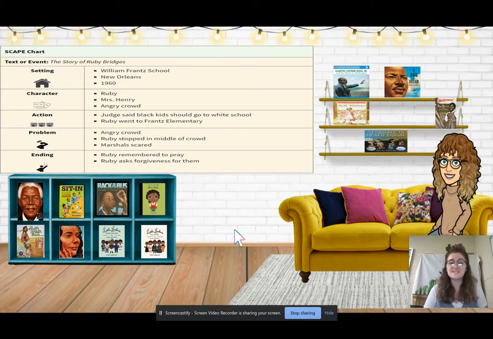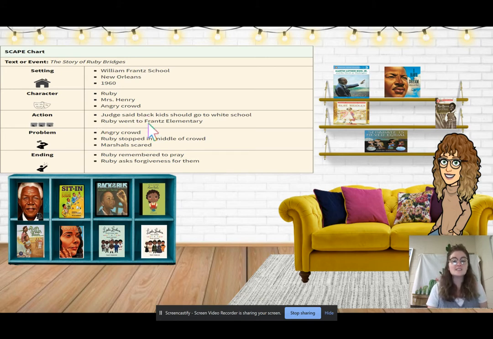All right, Smarties. So let's look at our scape chart. Let's see if we can give a big thumbs up to our answers. So our setting of our story was the William Frantz Elementary School. It took place in the state of New Orleans and in the year of 1960. We got that. All right, our characters are Ruby, Mrs. Henry, and the angry crowd. We met some other characters in the story. We met Ruby's parents and the Marshalls as well.